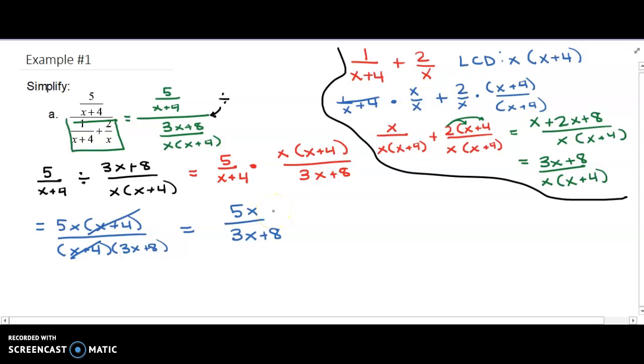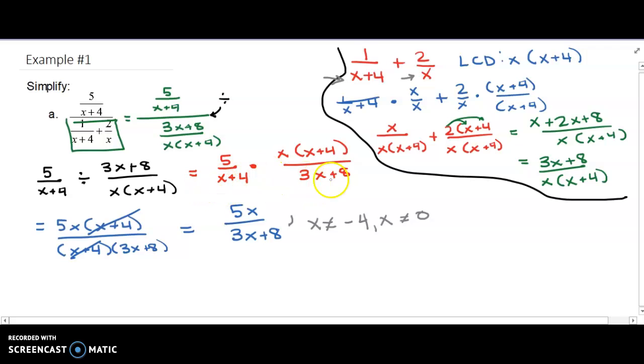Okay, now I have to go back through and find my restrictions on my domain, which can be quite lengthy sometimes. Okay, so anywhere along the process, anywhere at all, if my x makes the denominator a 0, it's excluded from my domain. So right here, my x cannot equal -4. Okay, right here, my x cannot equal 0. So that gives me here 0, -4.